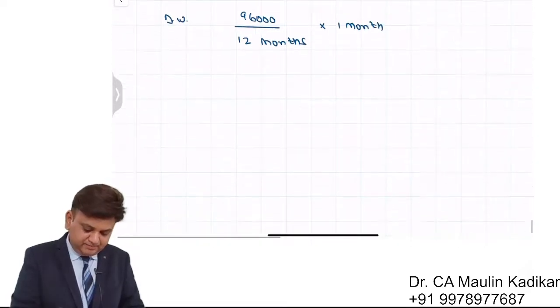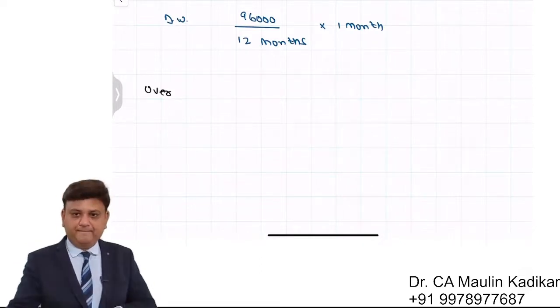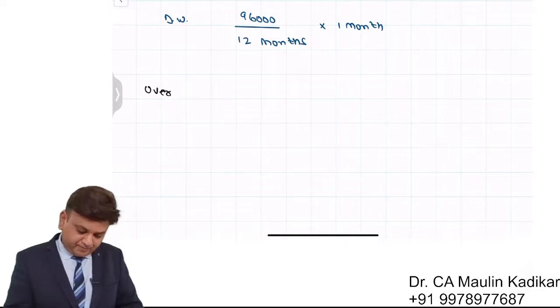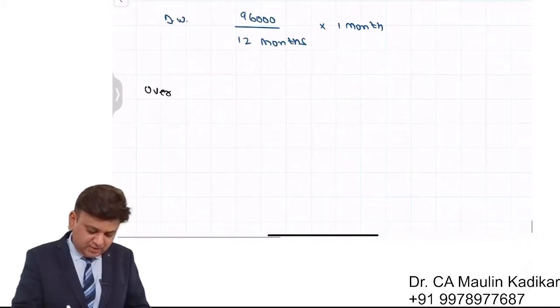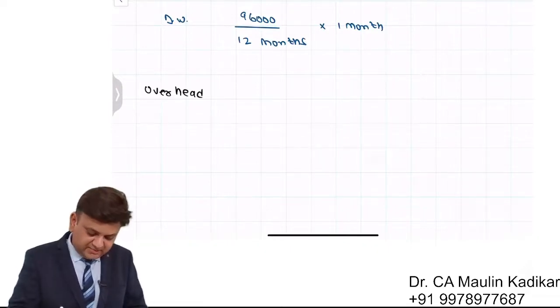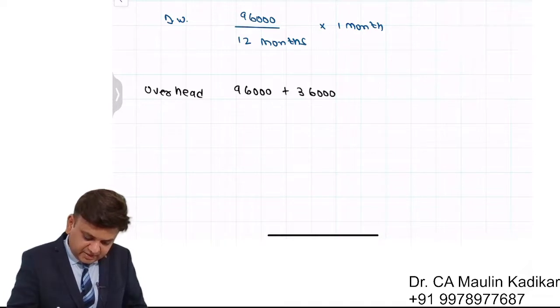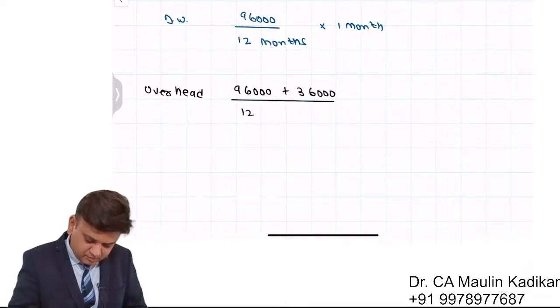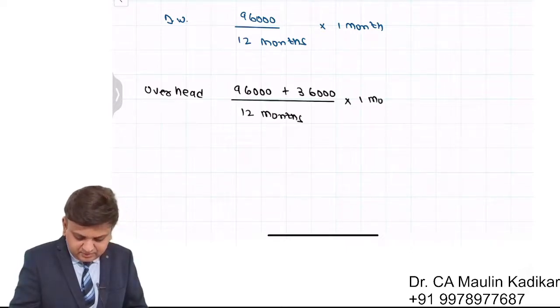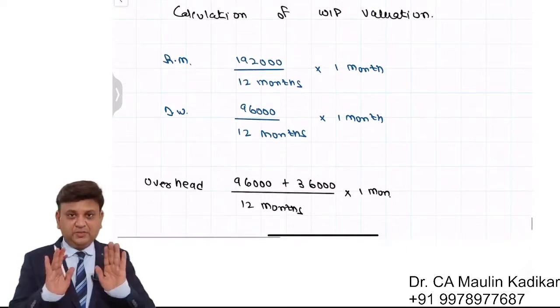Next is overhead. In that, as far as the variable overhead is concerned, it is the same 96,000. Fixed overhead is 36,000 divided by 12 months into 1 month. Everybody is requested to pay attention. Do not write anything.